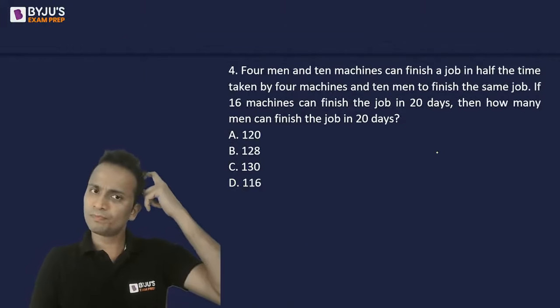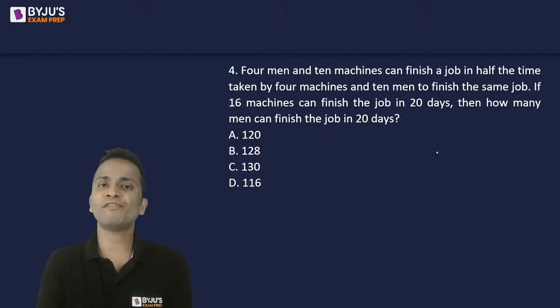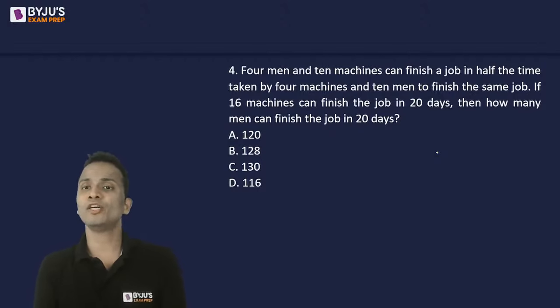Now question number 4. 4 men and 10 machines can finish a job in half the time taken by 4 machines and 10 men to finish the same job. If 16 machines can finish the job in 20 days, then how many men can finish the same job in 20 days?